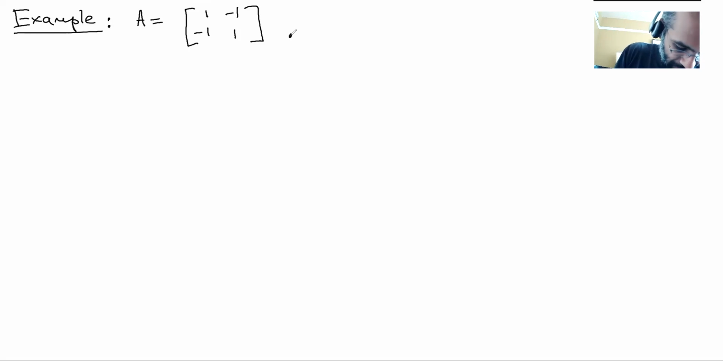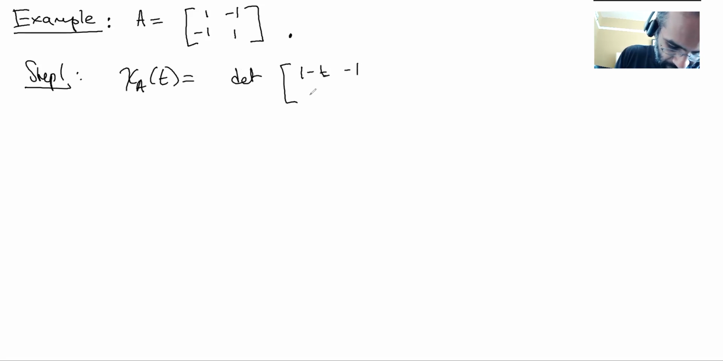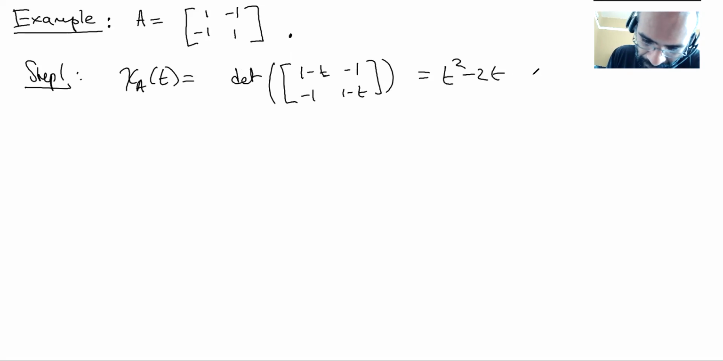So let's find the eigenvalues. So step one, the characteristic equation is the determinant of 1 minus t, minus 1, minus 1, 1 minus t, which I calculated earlier, is t squared minus 2t. So this is just t times t minus 2. So the eigenvalues are lambda 1 equals 2 and lambda 2 equals 0.